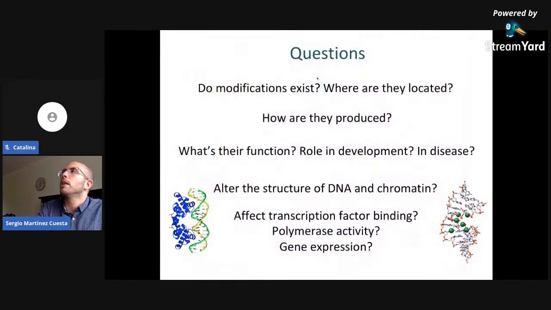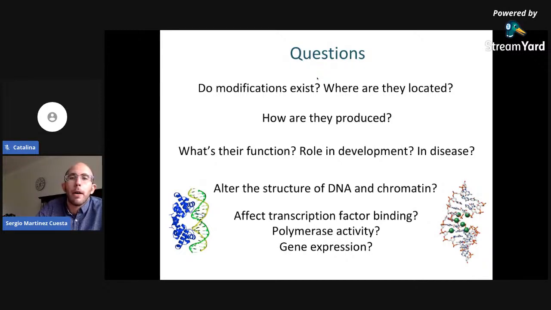Okay? So the questions that I've been interested in over the last 5 years are: do modifications exist? These chemical modifications on secondary structures, where are they located? Can we map them? How are they produced? Are they produced by enzymatic processes, or by oxidative damage or other processes? What's their function? What's their role in development? And how about in disease, in particular in cancer?